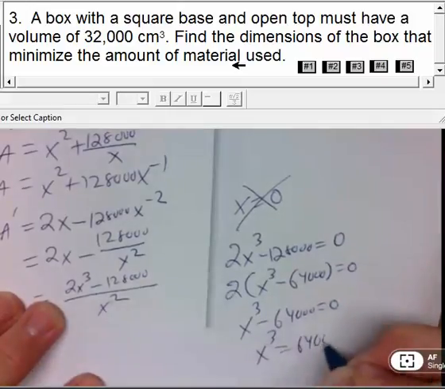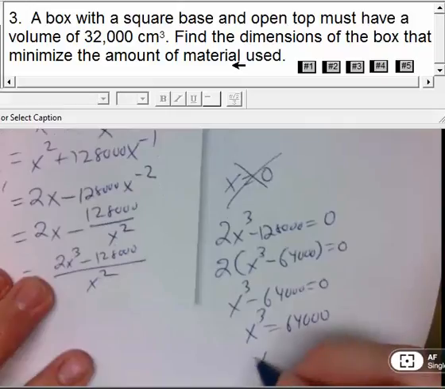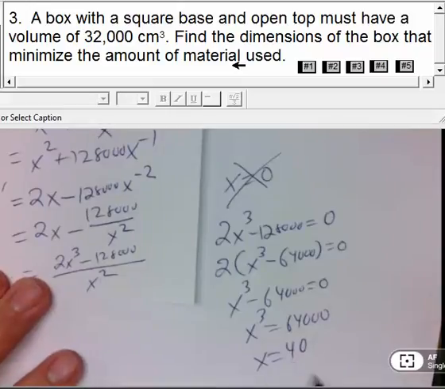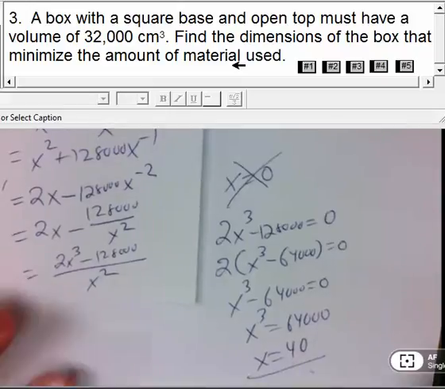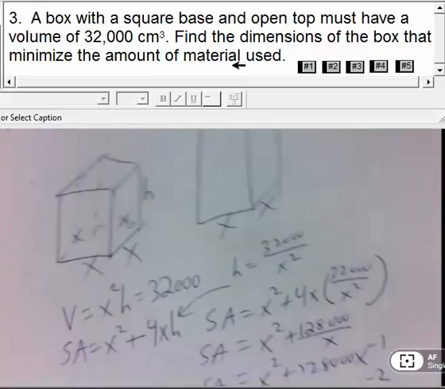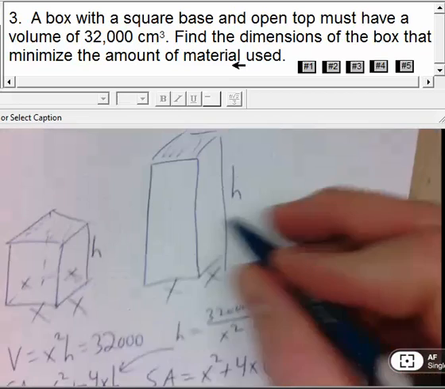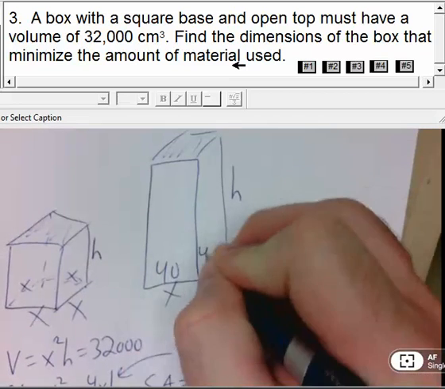So that means x cubed minus 64,000 would have to equal 0 for this to work. X cubed being 64,000 would mean that x has to be, what's that got to be, 40, right? The cube root of 64 is 4, so the cube root of 64,000 is 40. So there's your value for x. Now when we go back to our picture, I've got a 40 by 40 by something.